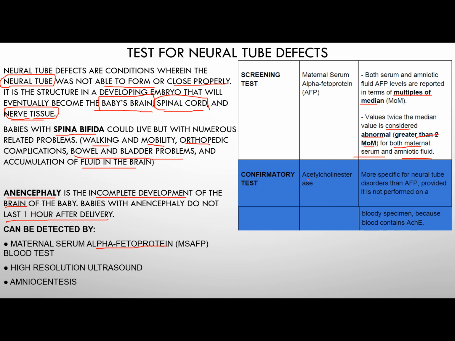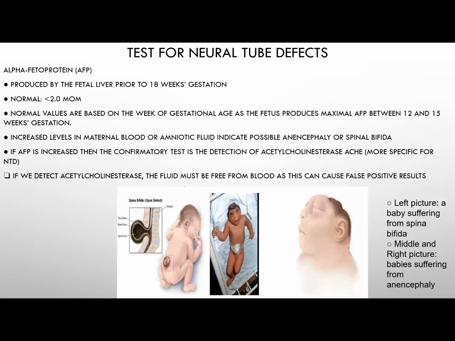The confirmatory test is your AChE or acetylcholinesterase. This is more specific for neural tube disorder than AFP, provided it is not performed on a bloody specimen, because blood would contain AChE, causing a falsely positive result. So the serum or the sample, meaning the amniotic fluid, should not be bloody. Now let's first discuss your AFP. So this is produced by the fetal liver prior to 18 weeks of gestation. Normal is again less than 2 MoM.